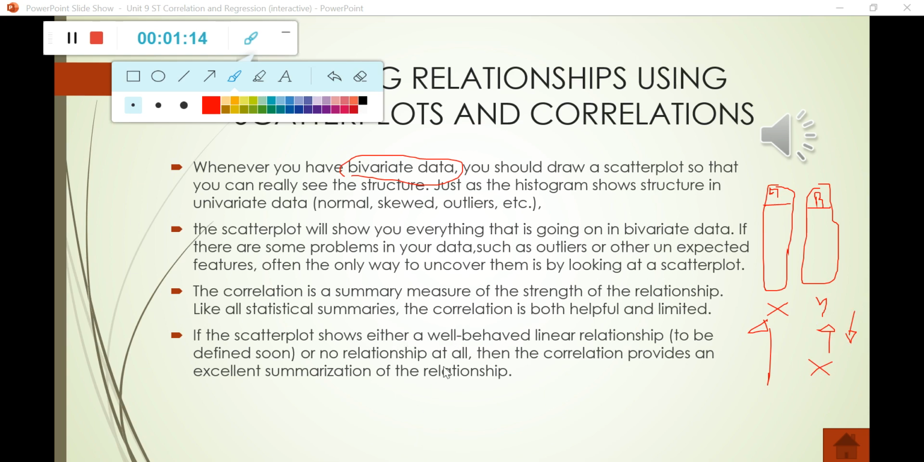This is a correlation. Correlation measures how much A is really connected to B. If there's an action, is there a reaction? We're going to be looking at that, and we're going to explore it by using a scatter plot.